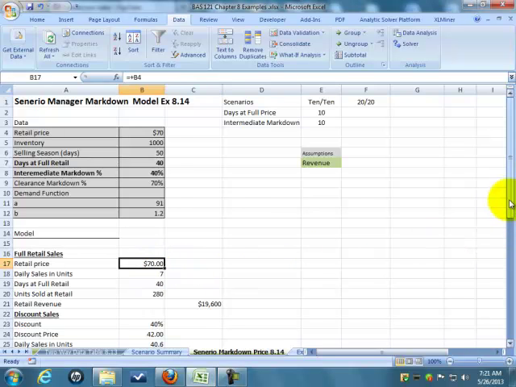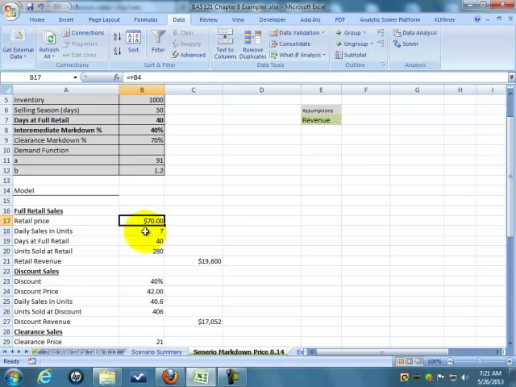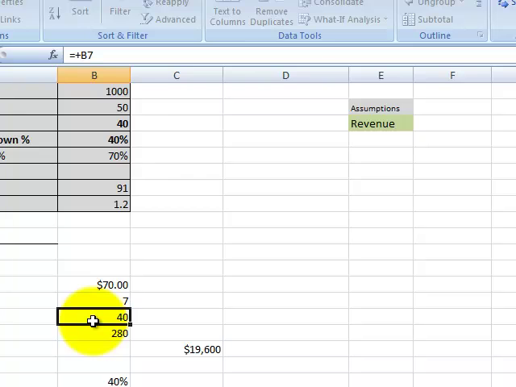Down here, our model just took the retail price, which was given to us. This we had to calculate. Remember, our daily sales units are going to be the minimum of whatever we have in inventory, because we can't sell more than what we have in inventory, or whatever the quantity demanded is. In this case, they gave us a demand function. Remember, demand is a function of price. So what we did here is we said our A was 91 minus our slope, which is 1.2, times whatever the price was. That gave us the demand in sales per unit per day.